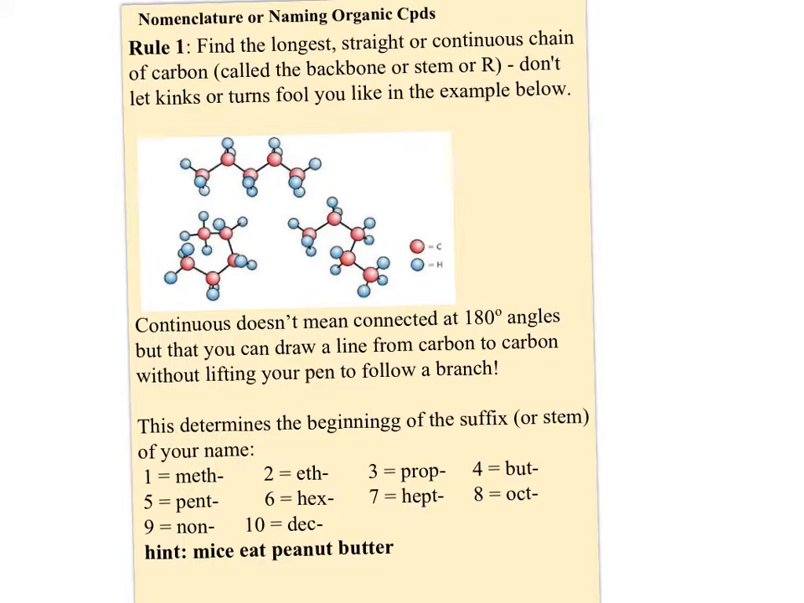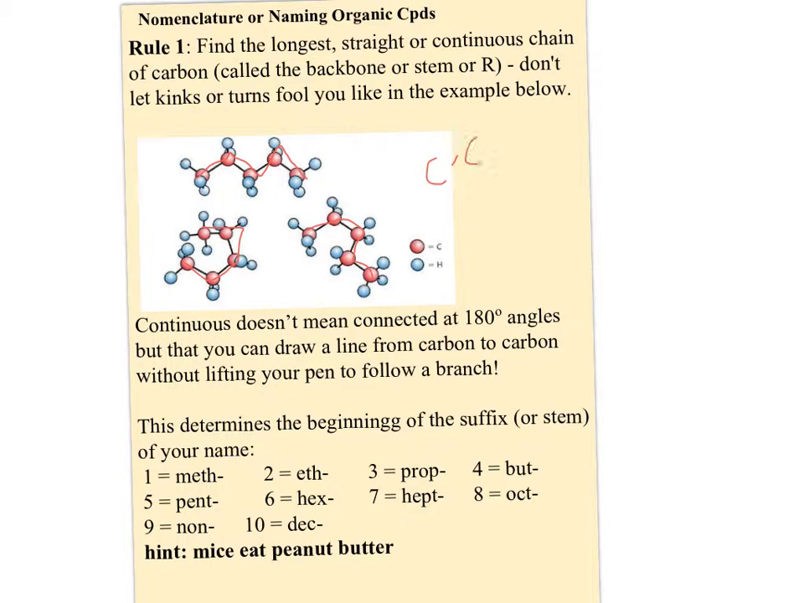So rule number 1: find the longest straight or continuous chain of carbon, called the backbone or the stem, or just abbreviated R, and don't let kinks or turns fool you. Like in the example below, these are all straight chains of 5 carbons, because if I take my pen and start on 1 carbon, I can follow all 5 carbons without lifting my pen up to follow a branch. So these would all be considered pentane stems.